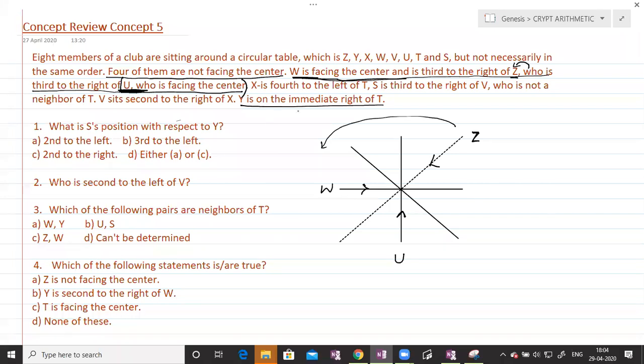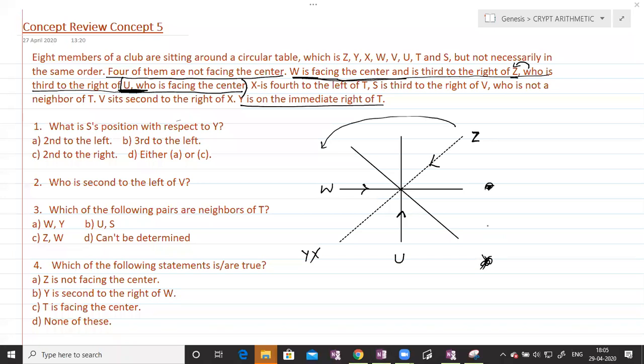Y is on the immediate right of T. I do not know where Y is. Y will not be here, right? Y not possible here. Y can be here, or Y can be here, right? So I'm writing here, Y can be here, or Y can be, what is the given question, where Y is to the immediate right of T. It means if T is here, Y can be here. I do not know in what direction they are facing it. So no information given now.